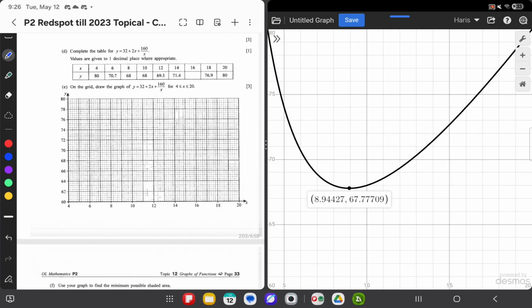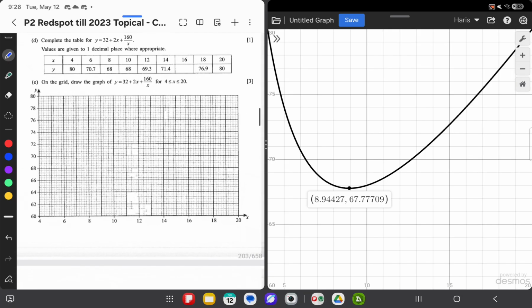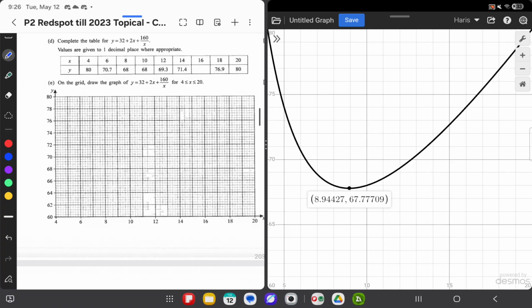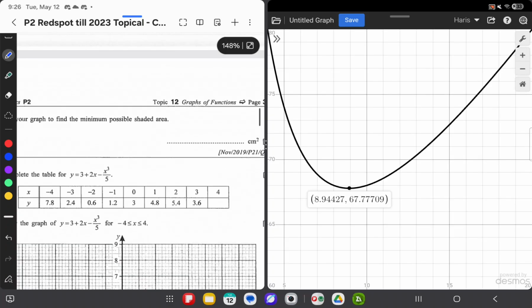Now here we have plotted this nicely. The lowest value of y is going to depend on how you draw it. If you draw it perfectly, you may get an estimate of 67.777. I swear I did not think of this being a possibility. Okay, enough anyways. So that is going to be the minimum possible area.